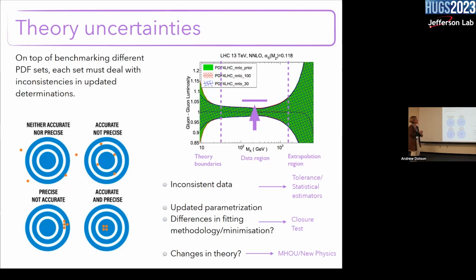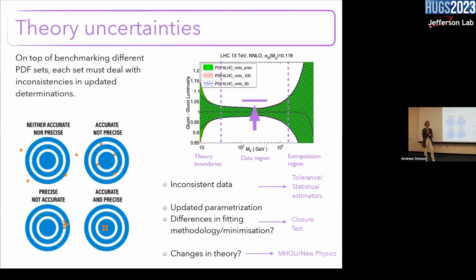So I think that on top of benchmarking different PDF sets, each set must deal with inconsistency. If I tell you that this is my best gluon, and then in the next release I give you a gluon which is 3-5% outside the error band that I told you earlier, I have to tell you why. Because here is the problem of inconsistency.